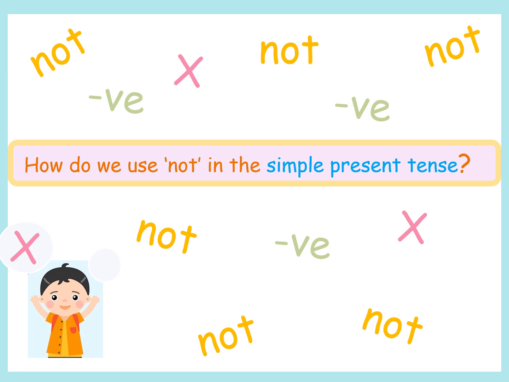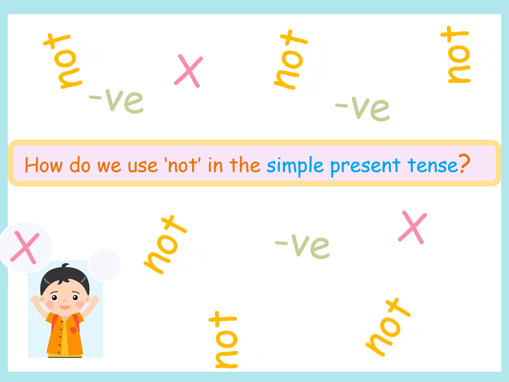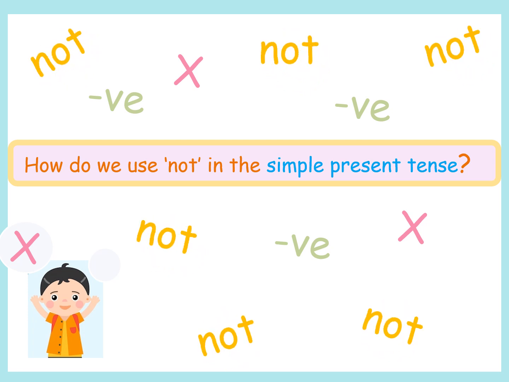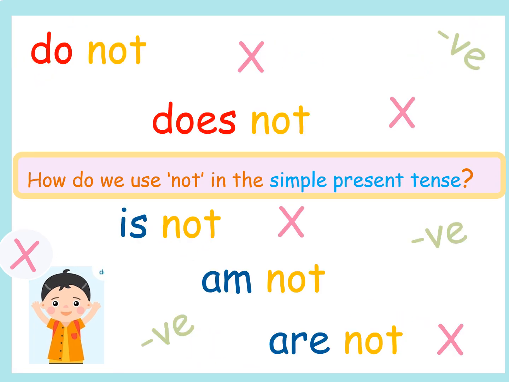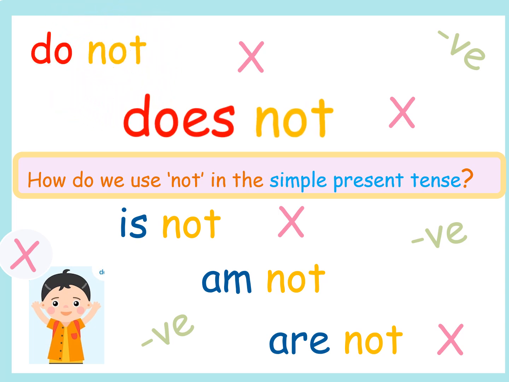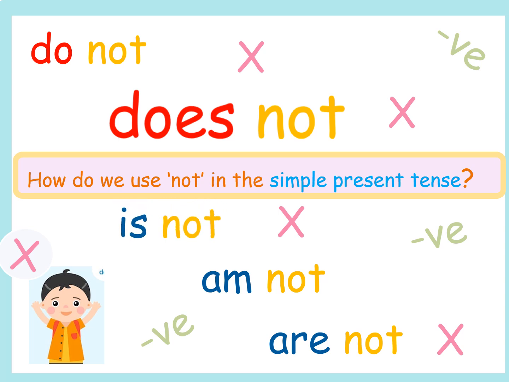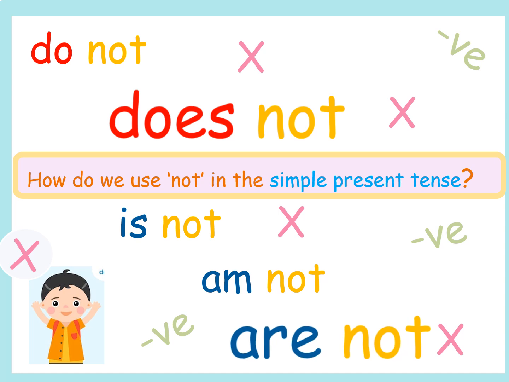In this lesson, we are going to look at how to use not in the simple present tense. What does it mean by that? It means do not, does not, is not, am not, are not. Are you ready to learn? Let's start with a short story.